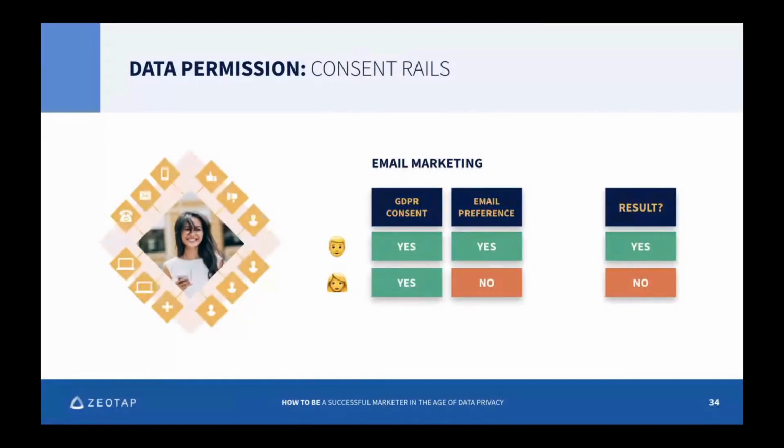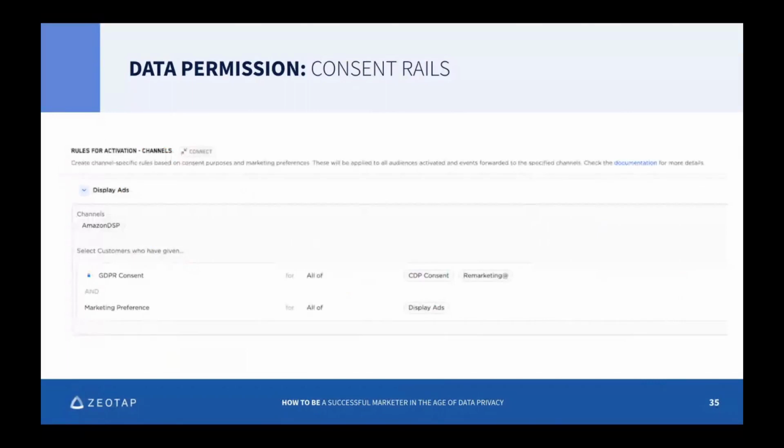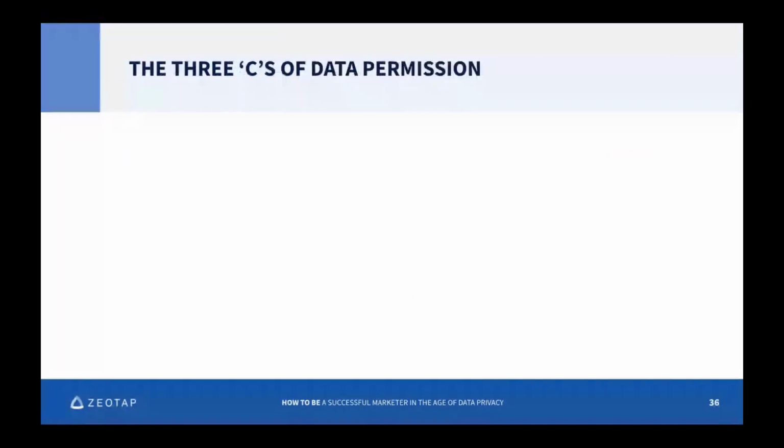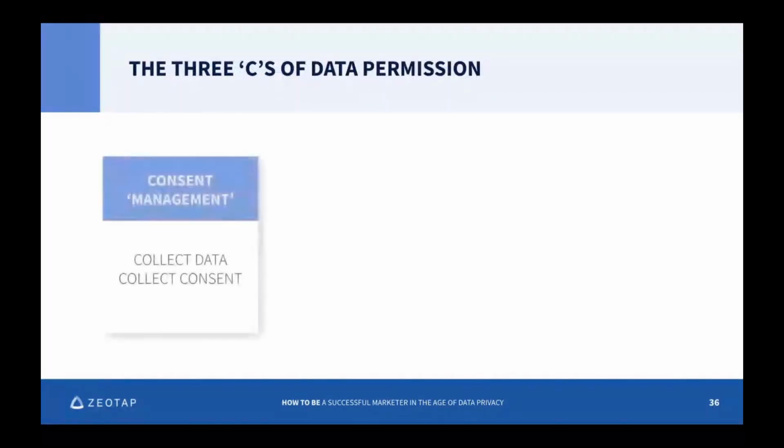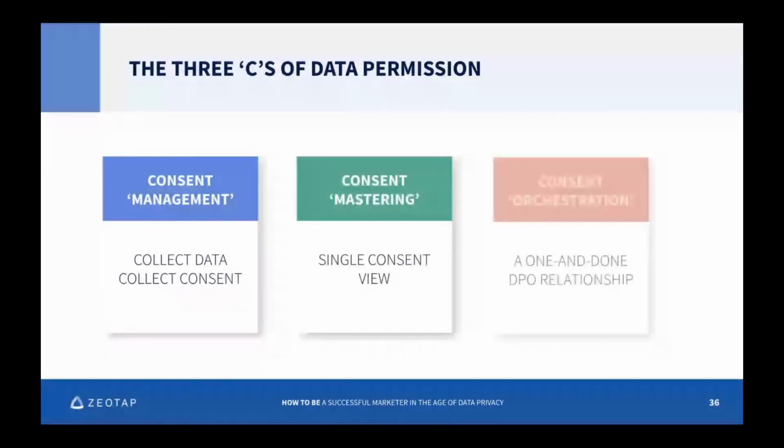So you automatically are able to make sure that you're compliant, even if you want to send 10 email campaigns a day, which is ill-advised, but still. And this is how something like this might look within the platform, which we will see very shortly. But fundamentally, these things are all adding up to the 3 C's of data permission: management, mastering, and orchestration. Can you collect the right stuff, but critically, can you make it all work in a single consent view? And then can you do all of that at speed and at scale?